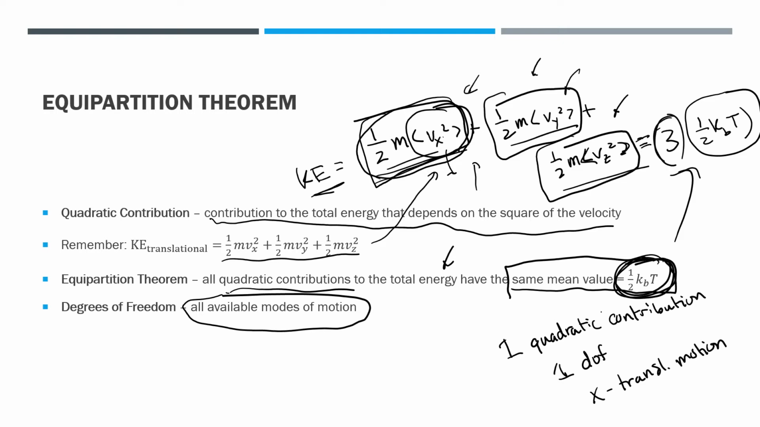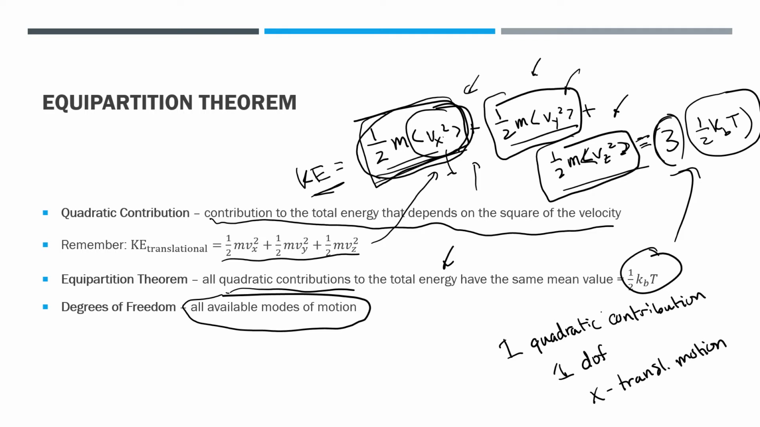Because every quadratic contribution gives half kBT, right? So the multiplier to half kBT is the number of degrees of freedom. And that's why I wrote our kinetic energy formula as 3 times half kBT, because that 3 is the number of degrees of freedom of our gas, right? So that 3, again to stress it, is the number of degrees of freedom in a monoatomic gas.